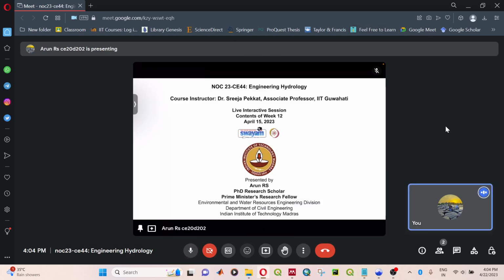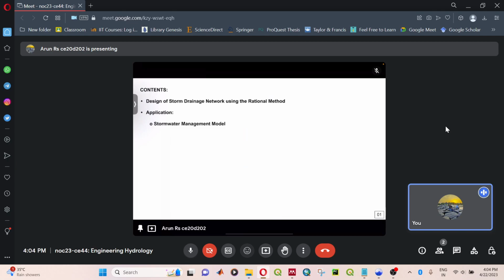Hello everyone. In today's session, we'll be seeing the contents of week 12, which is the last module of the engineering hydrology course, which is on hydrologic design. In this session, we'll be seeing how to design the storm drainage network using the rational method. So, rational method is one of the oldest methods, and it has been used even today for designing the storm drainage system in many places across the world.